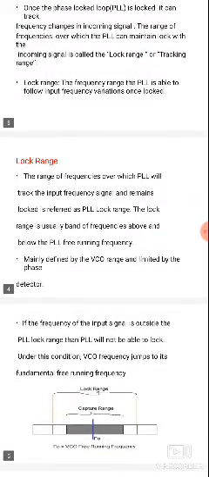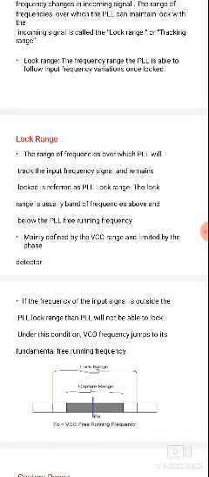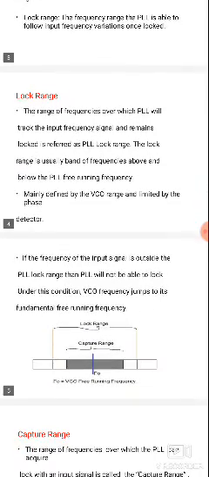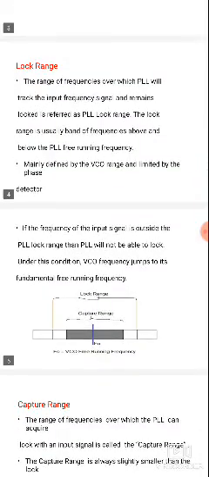The lock range is the range of frequencies over which the PLL will track the input frequency signal and remain locked. It is referred to as the PLL lock range. So it can check the frequency and also track the incoming signal in the lock range, the frequencies over which the PLL will track the input frequencies and remain locked.